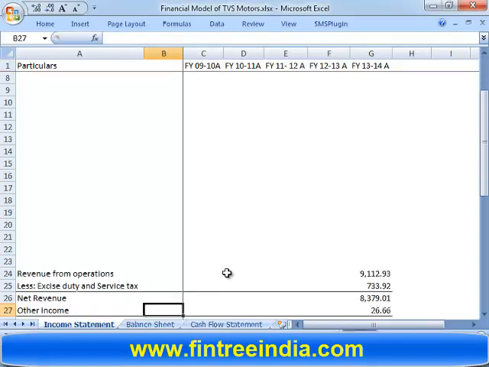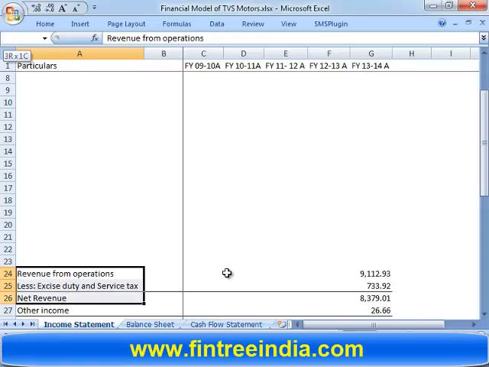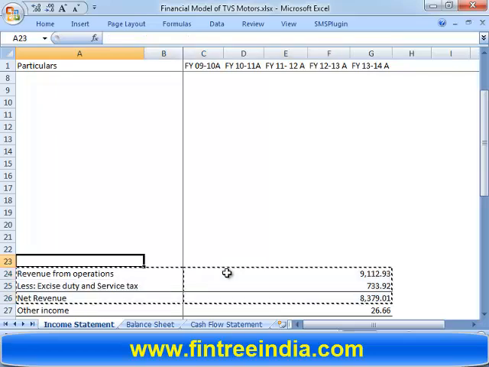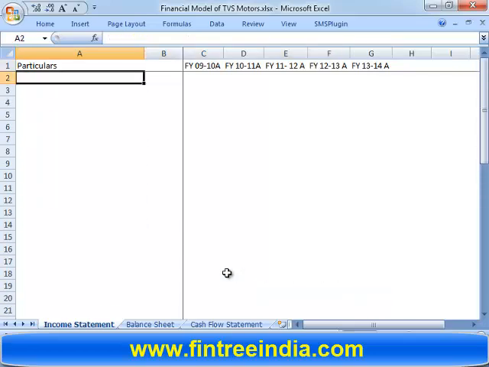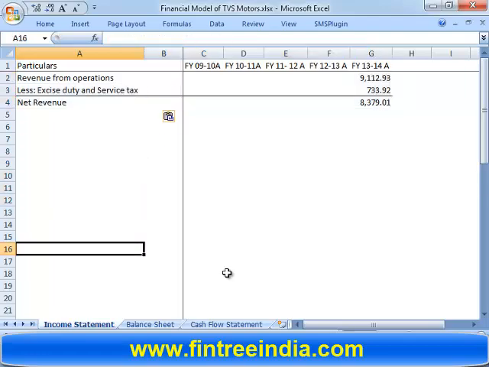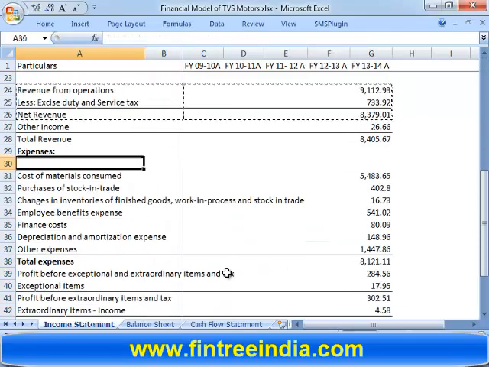Okay, so what will we have in our format? These numbers would be the same. The first 3 lines would be the same, so I'm taking them and copy pasting as it is. However, we do not want other income here.